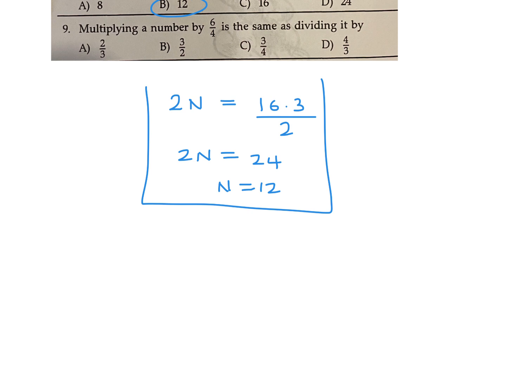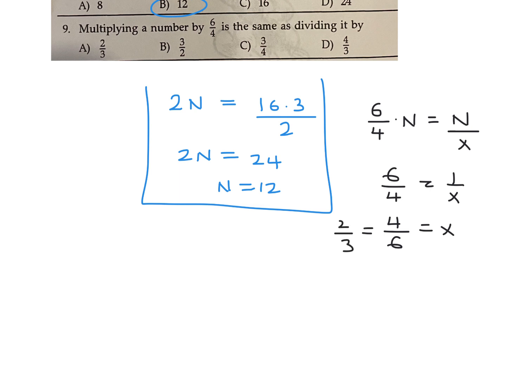Multiplying a number by 6 over 4 is the same as dividing by. So if we have 6 over 4 times a number, they're saying that is the same as that number divided by something. Okay, so the n's cancel. So all we are left with is this, and therefore x would be 4 over 6. So number 9 is 4 over 6. Oh, but we have to reduce that, so that's 2 over 3. And that's why 2 over 3 is the answer, which is A.